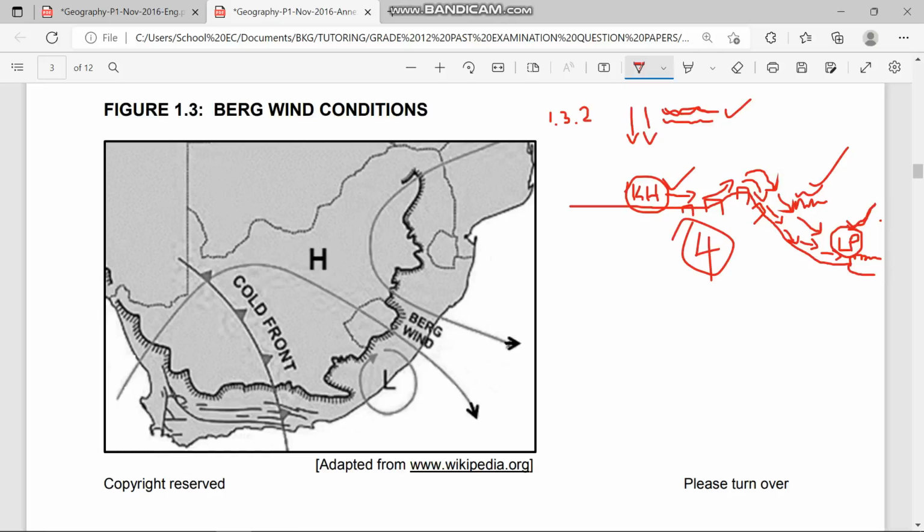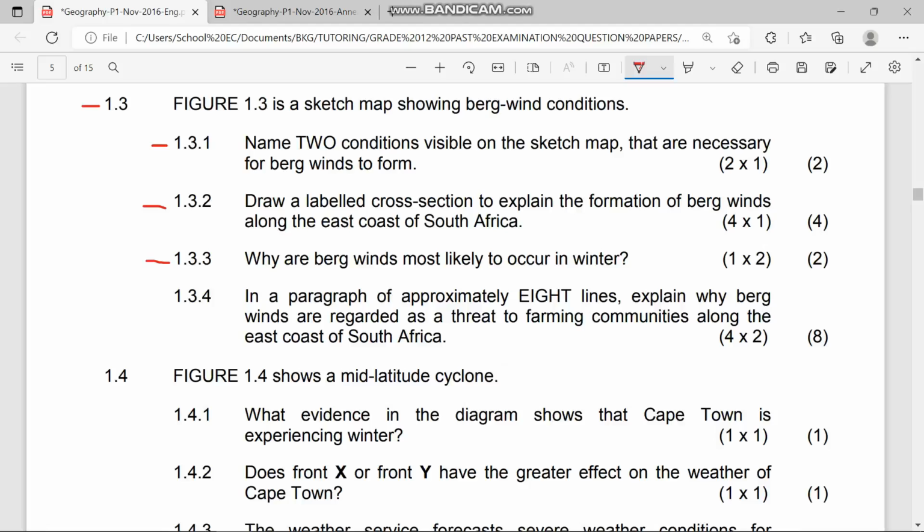For a cross section diagram, you can revisit our lesson video for berg winds on this particular channel. Just go to berg winds and see how berg winds occur and so on. So that's how it goes for this question.